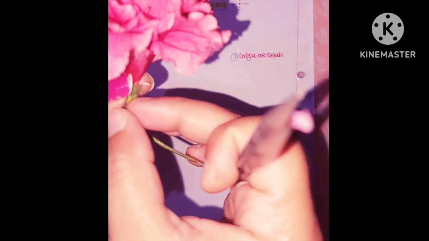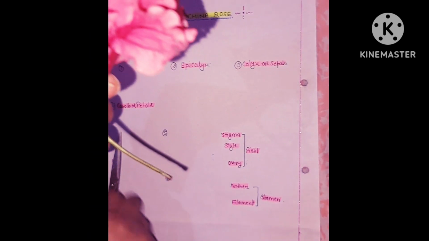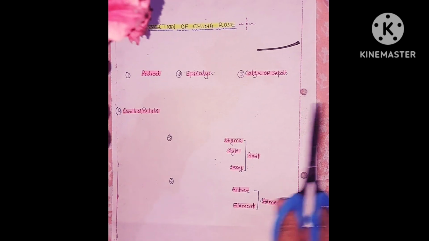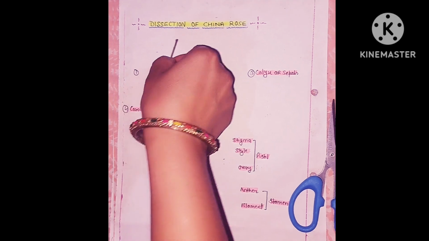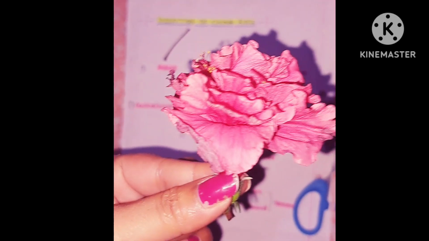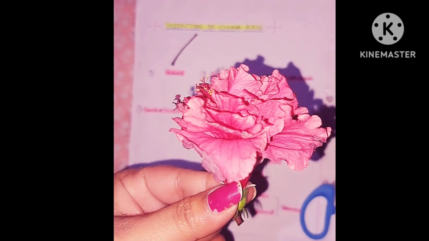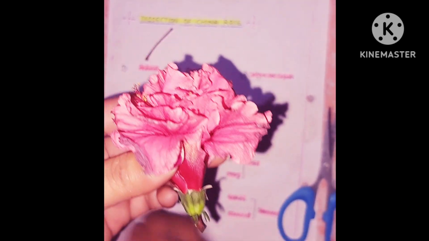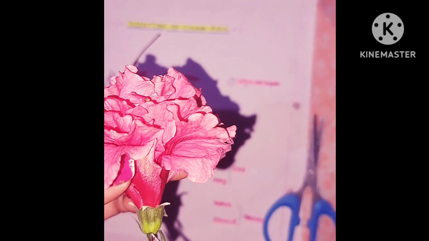This is a pedicel of a flower. Those flowers which are having pedicel are called as pedicellate flower, and the flower those which are not having pedicel are known as sessile flower. So now let's dissect the flower.